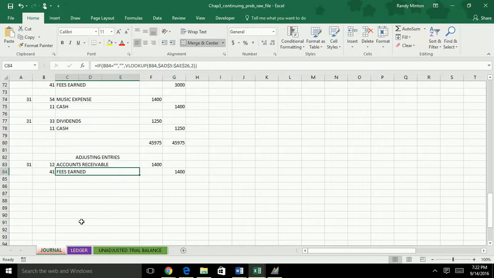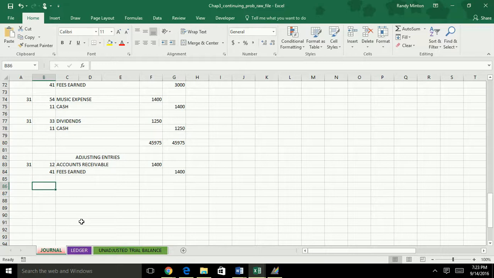this particular entry. A debit to accounts receivable. It's an asset going up on the left hand or debit side. We have fees earned, which is a component of stockholders' equity. It's going up as well. It's on the right hand side of the equation, and therefore it's being credited because it's increasing. Okay.